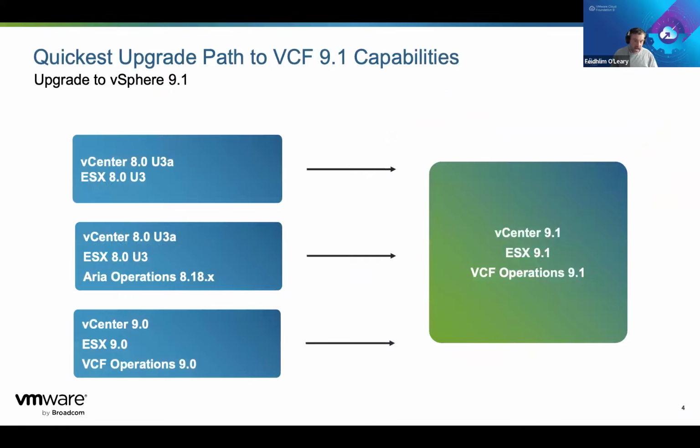Now, a lot of our customers are still running on vSphere 8.0 Update 3. There is a simple upgrade path to vSphere 9.1, right? You don't necessarily have to go directly to the full VCF stack or even the VVF stack. With 9.1, you can upgrade your vCenter, upgrade your ESX, and if you don't already have formerly Aria Operations, you can deploy VCF Operations 9.1 to handle that licensing component for you.